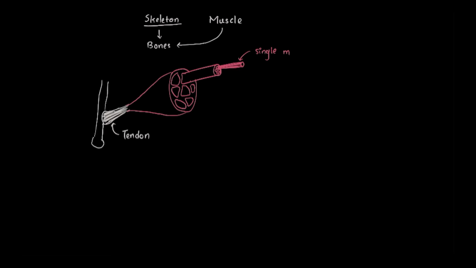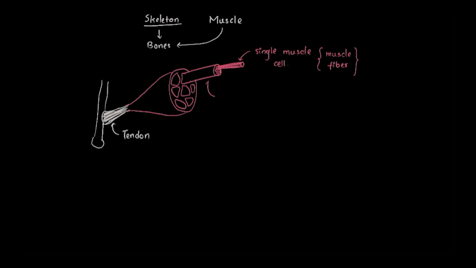So single muscle cell. And this muscle cell is referred to as a muscle fiber. Right? So this is the unit of a whole muscle, which sort of makes up everything. Which sort of makes up the complete portion of the muscle.